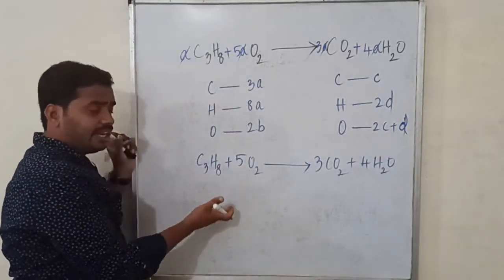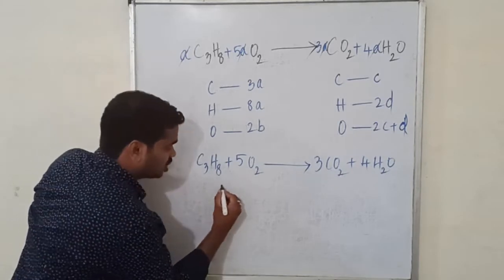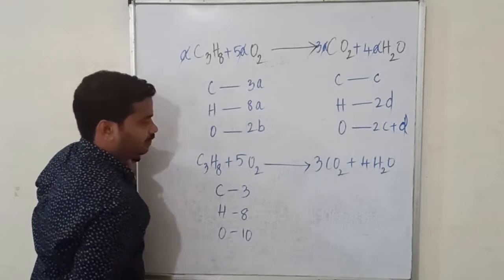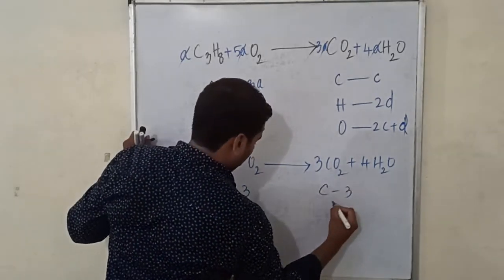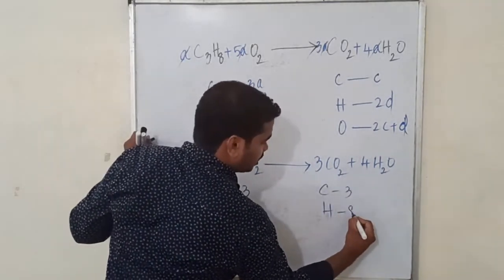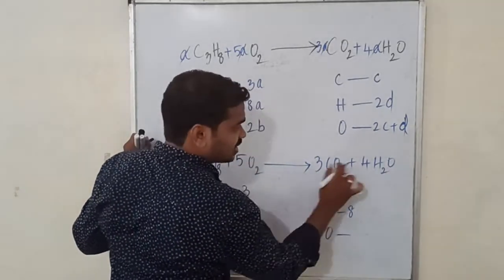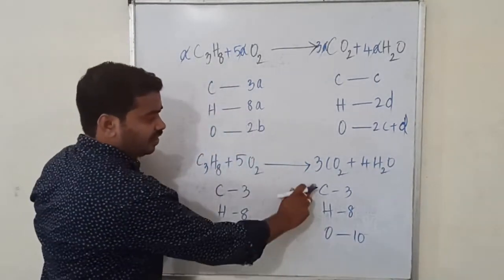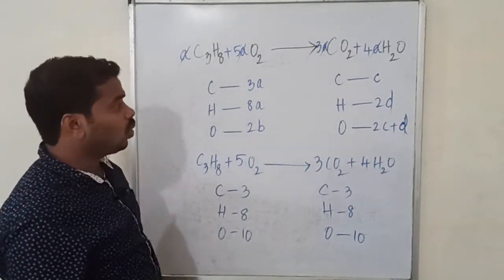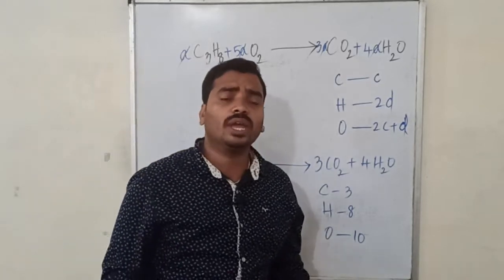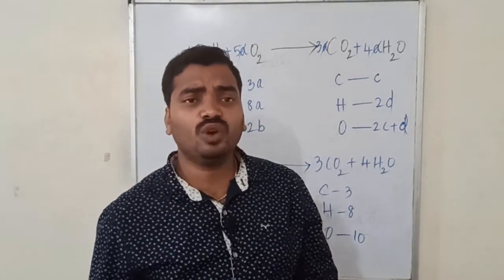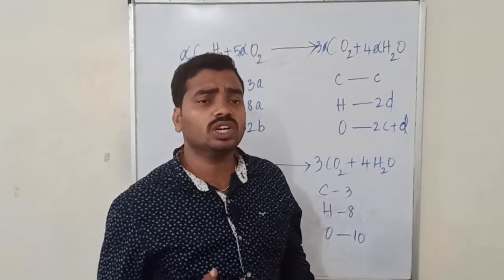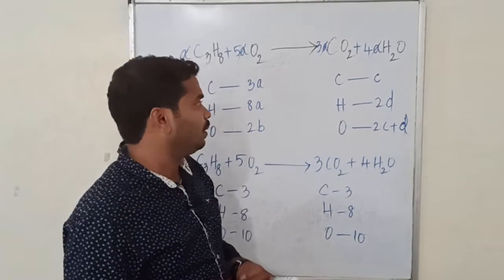If you try to write the carbon, hydrogen and oxygen atoms on both sides, on the left carbons are 3, hydrogens are 8, oxygens are 10. Now here carbons are 3, hydrogens are 2 fours, 8, oxygens are 2 threes, 6, plus 1 four, 4, 6 plus 4, 10. If you observe, everything is balanced now. So through this process also you can balance a chemical equation. If you find any difficulty in solving any other equation, let me know through the chat of our application.